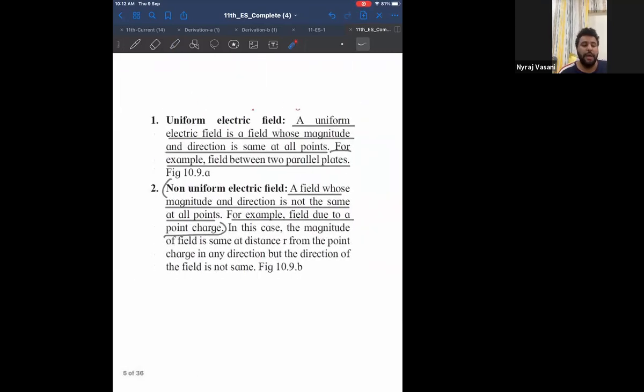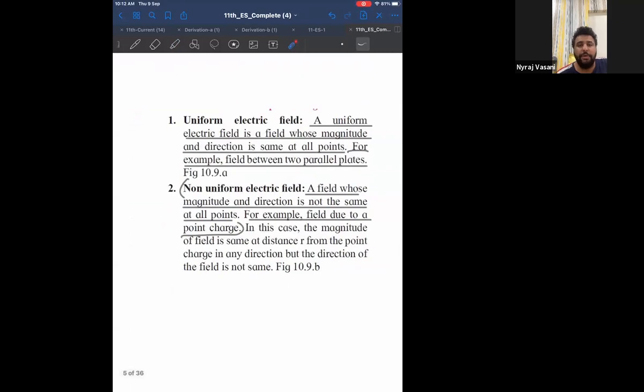Therefore, if I ask you how many types of electric field are there, what will you answer? There are two types of electric field. Which are the two types? Uniform electric field and non-uniform electric field. What is uniform electric field? Same magnitude and direction. What is non-uniform electric field? Different magnitude and different direction.